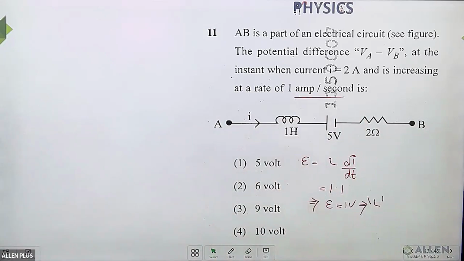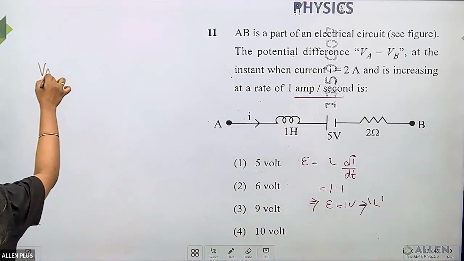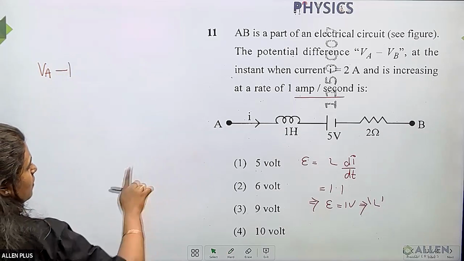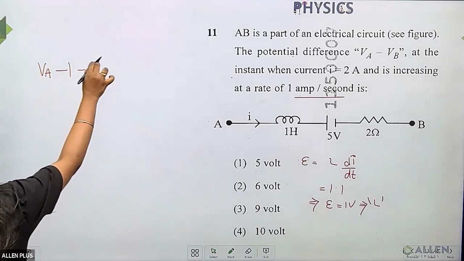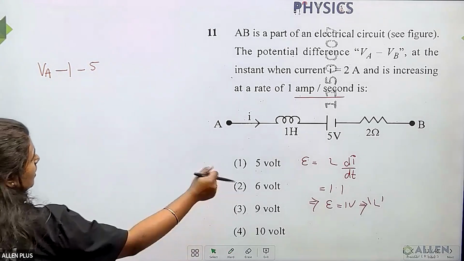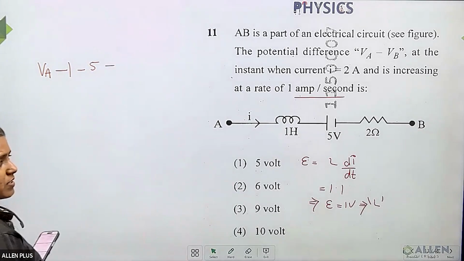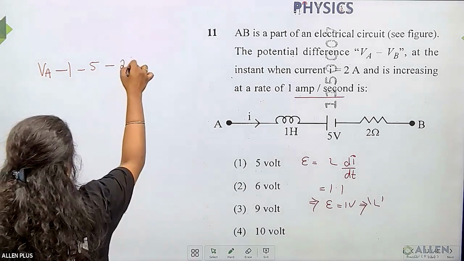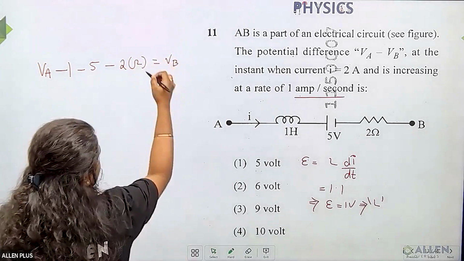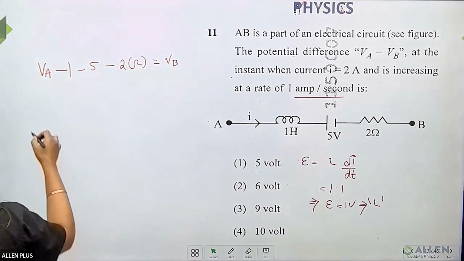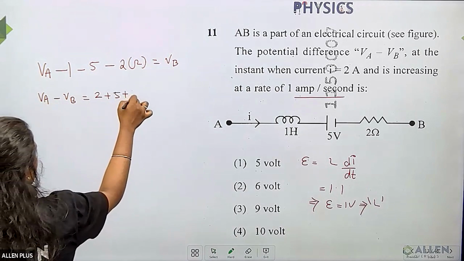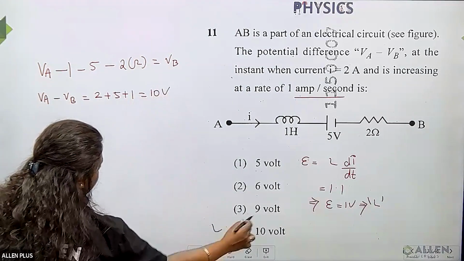Start applying the Kirchhoff rule. Start from point A, VA. Voltage drop is occurring, minus 1. You're going opposite to the direction or sign convention of the battery, so again minus 5. Potential drop will occur across the resistor, so minus the potential drop across the resistor, V is equal to IR. The I value they have given is 2, so 2 into 2, this will be equal to VB. Or I can say VA minus VB is equal to 2 plus 5 plus 1. This is equal to 10 volt.